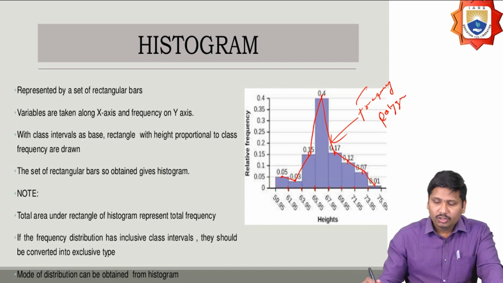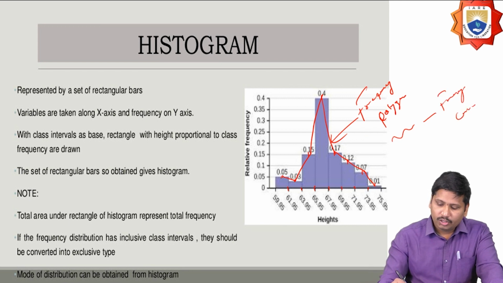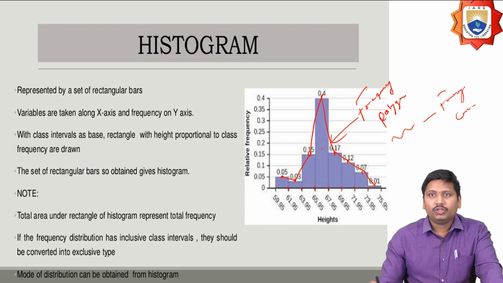If the dots are joined by a smooth hand curve, then it should be the frequency curve. If the points are joined by a straight line, then it should be called the frequency polygon.